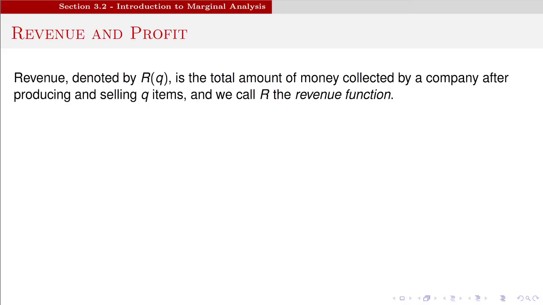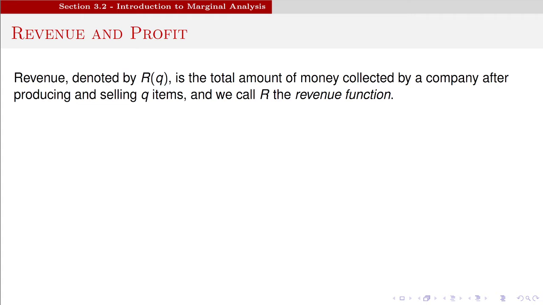So far, we've looked at minimizing average cost, but that's only part of the picture here. Usually we want to ask, how do we maximize profit? That's the money that we actually make, the money that we actually gain. So before we talk about that, let's first talk about revenue. Revenue is just the amount collected after producing and selling Q items.